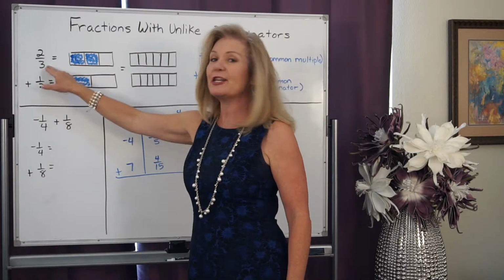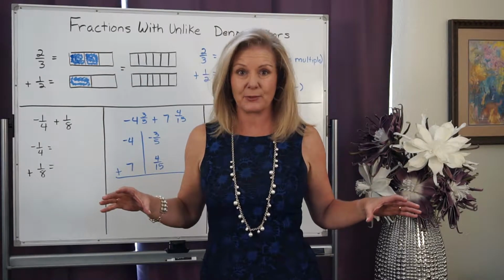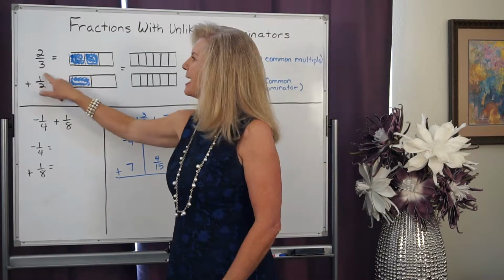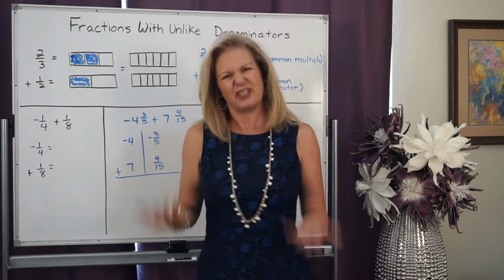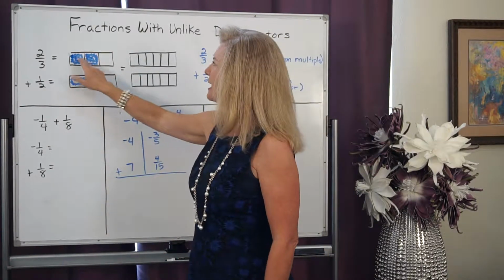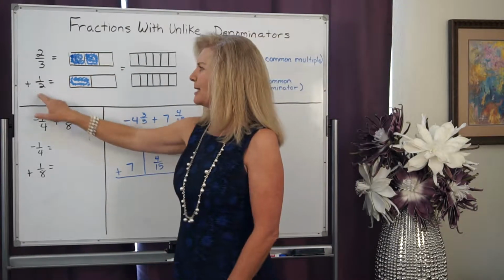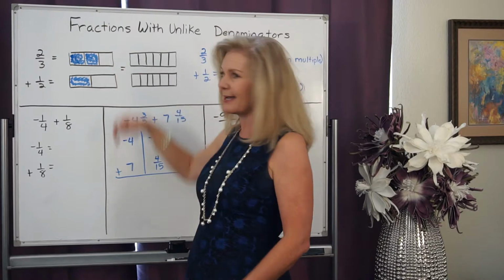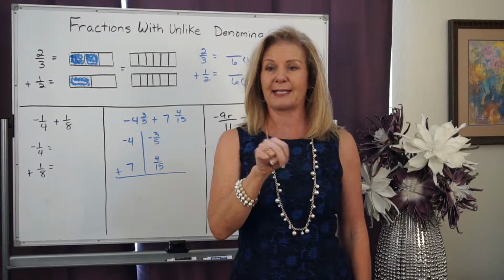Remember, our denominators are what tells us the size of the pieces we're looking at. So if I have a denominator of 3, it means I take a whole item, such as a chocolate bar, and I'm going to cut it into 3 equal sized pieces. If I have a denominator of 2, I take the same size chocolate bar, but I'm only going to cut it into 2 equal sized pieces.